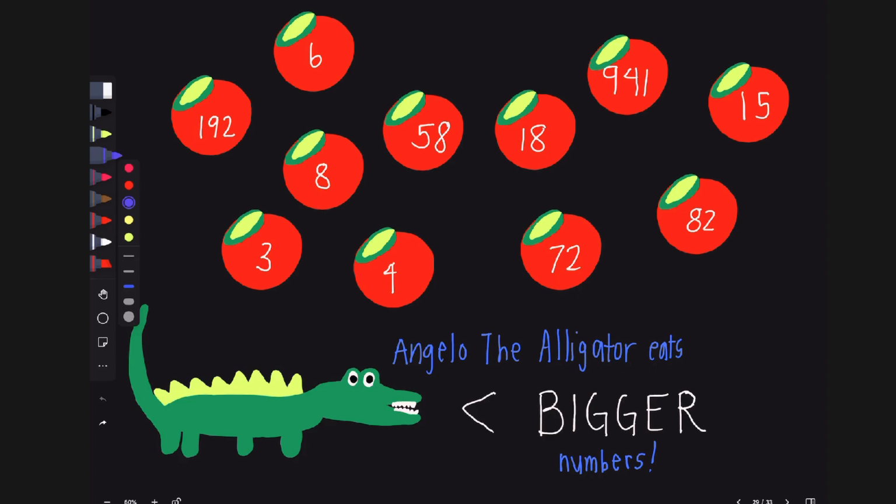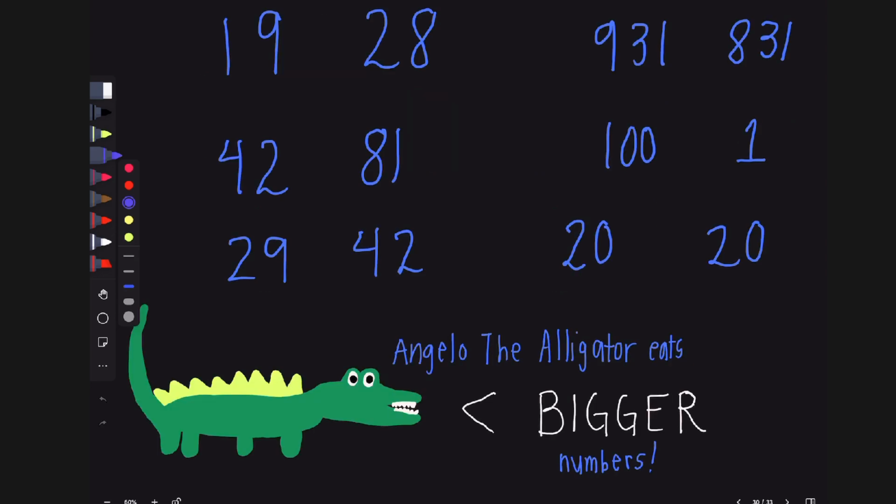Let's do a couple practice ones. 19 and 28 have the same place value, 2 digits each, 2 spaces for each number. But we know that 19 is smaller than 28. And Angelo does not want to eat the smaller number. He wants to eat the big one. So what we can say is 19 is less than 28. That's how that would be read.